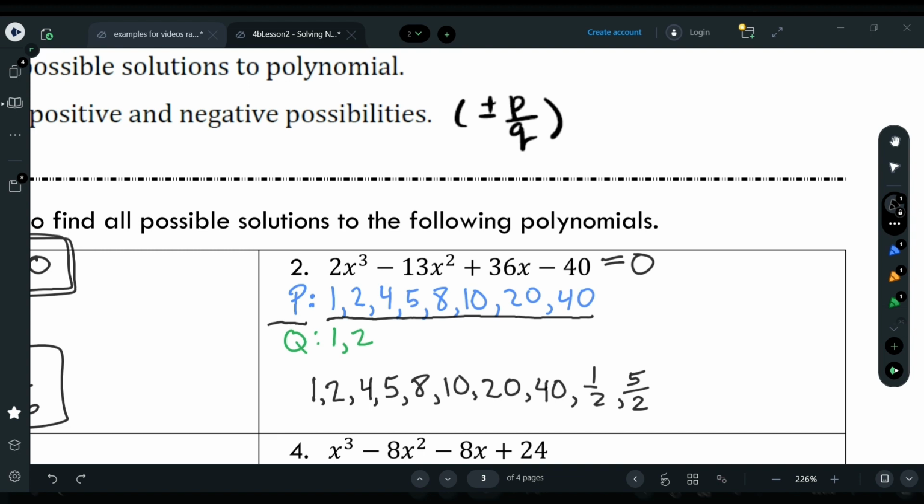Here's our list. Now I'm going to do this. I'm just going to put curly brackets around them. Put plus or minus out here. Okay, so these are all the possible solutions for this equation.